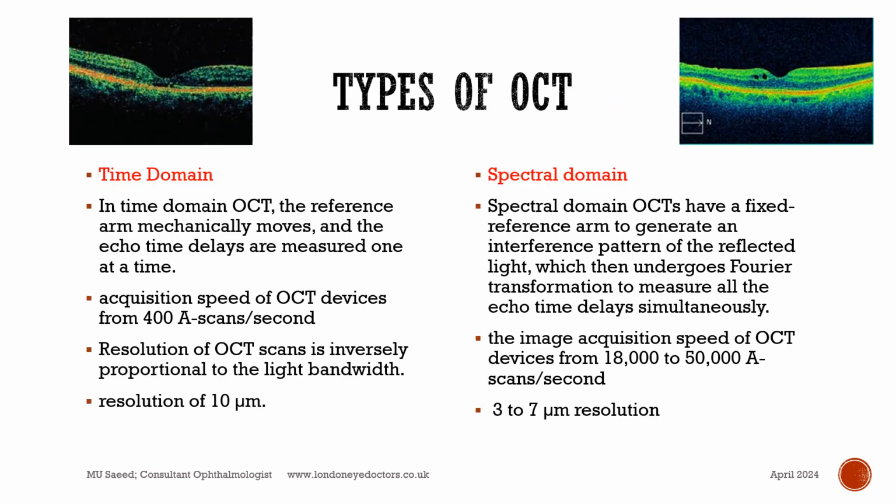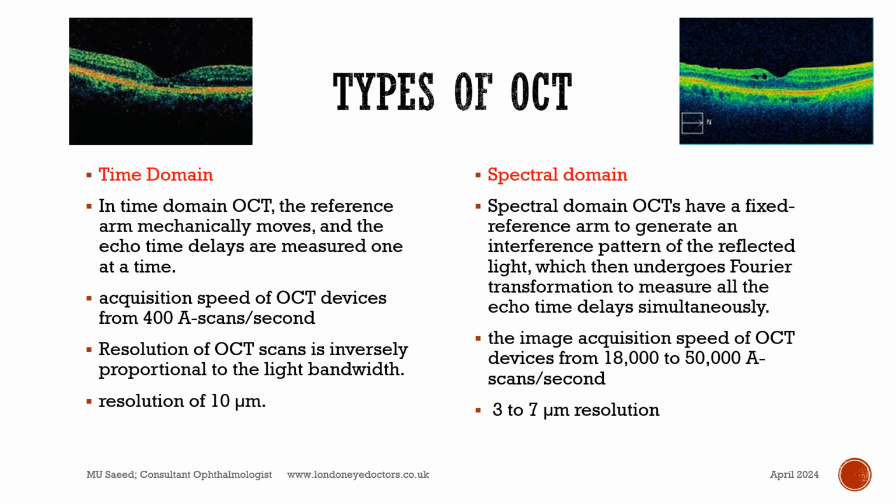There are different types of OCTs. The initial generation, or the first generation of OCTs, had time domain OCTs, in which the reference arm mechanically moved and the echo time delays were measured one at a time. The acquisition speed of OCT devices was about 400 scans per second, and therefore the resolution was quite low, with quite a lot of granularity appearing in the scans.